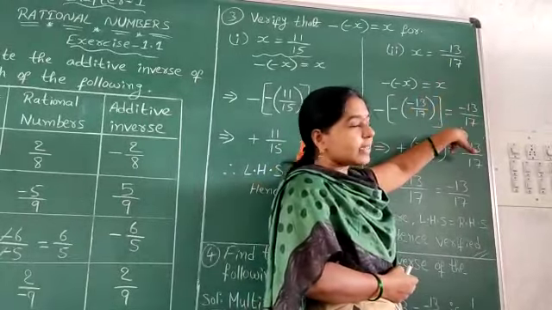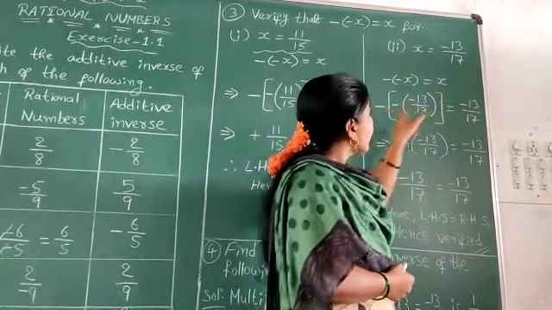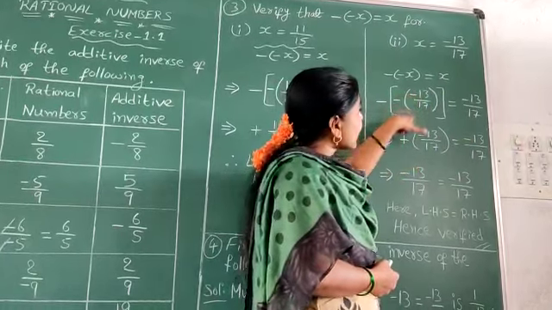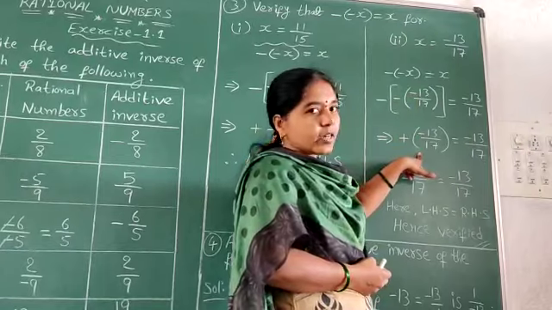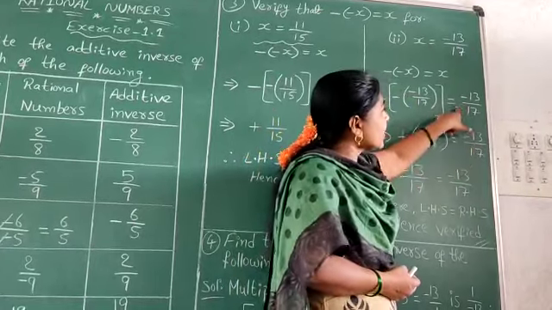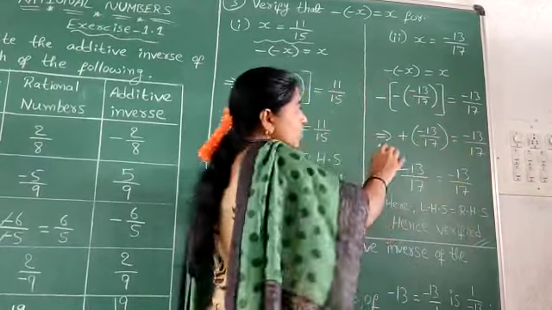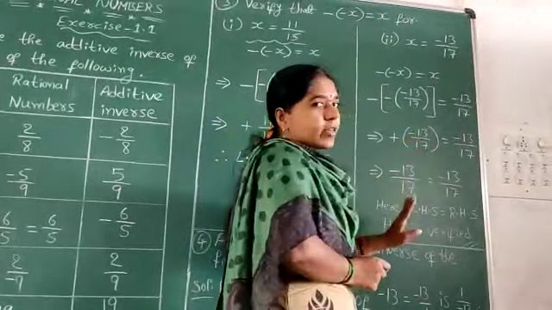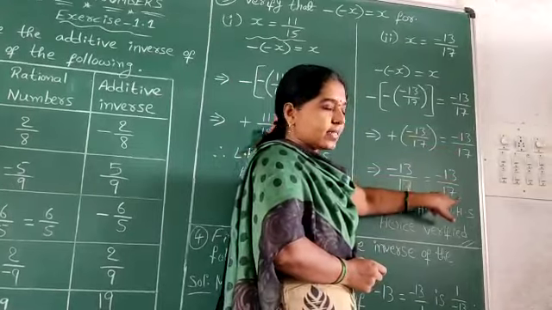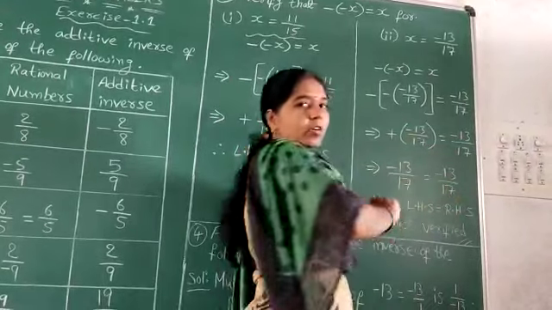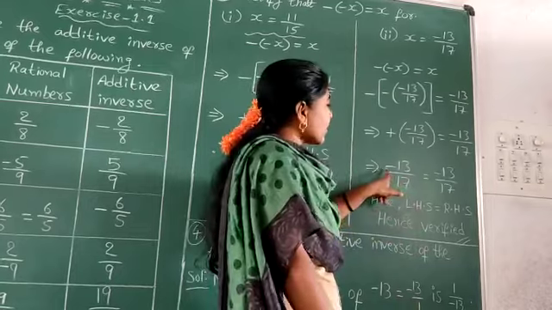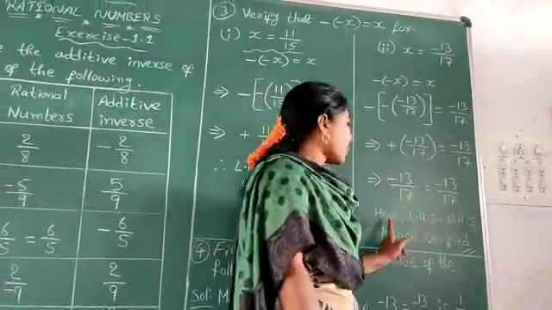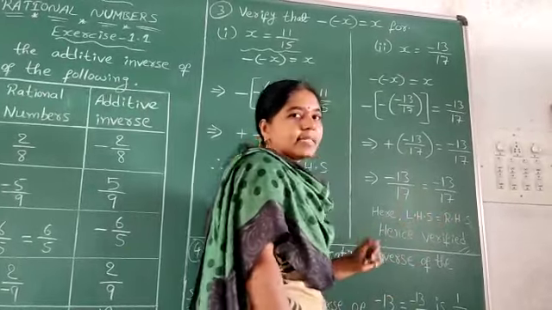x means again the given rational number itself. Now minus into minus is plus. I remove one bracket and in the bracket minus 13 by 17 we write down, which is equal to minus 13 by 17. Now observe plus into minus is minus. Then 13 by 17 write down. RHS part as it is. Now observe, are both equal or not? Yes. Why? Because it is minus 13 by 17 and this is also minus 13 by 17. Here LHS equal to RHS, hence verified.